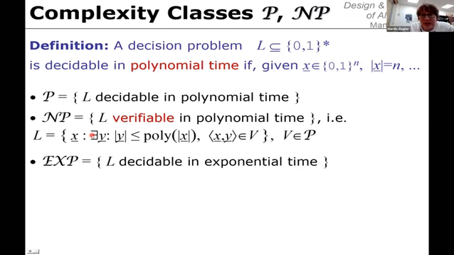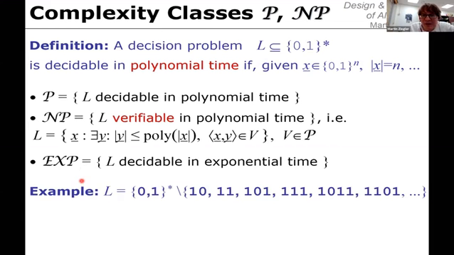Okay, so now we have these 3 classes or family of decision problems, and we need examples, right? Otherwise, this is what some mathematicians called abstract nonsense, making a definition without example. That's pointless. So here's an example.